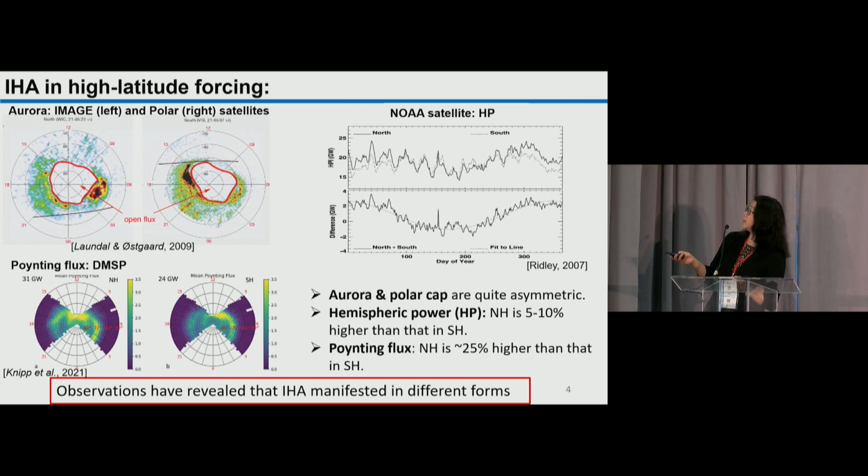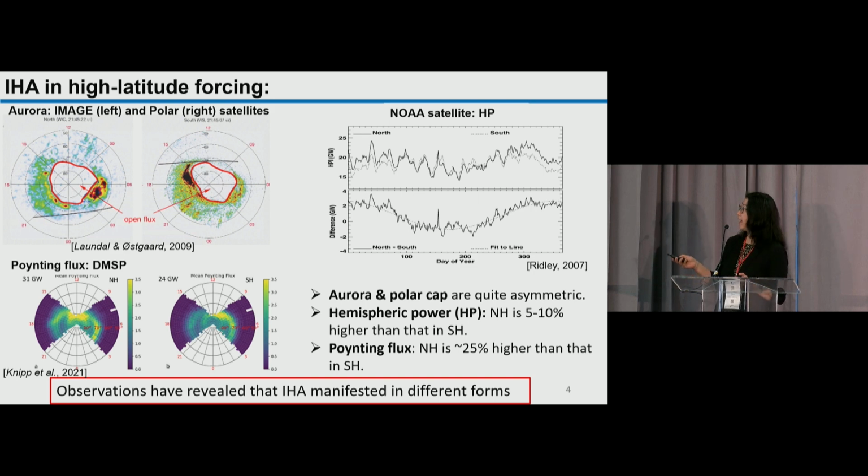So here I'm going to show examples in the high latitude forcing, including both aurora and Poynting flux. The top left panel shows simultaneous observations of aurora from two satellites, one imaging from the northern hemisphere, one from the southern hemisphere. Clearly, the aurora structure and the polar cap are quite different. And why? But this is just one snapshot. Then we look at the asymmetry in a very different time frame and in a different way.